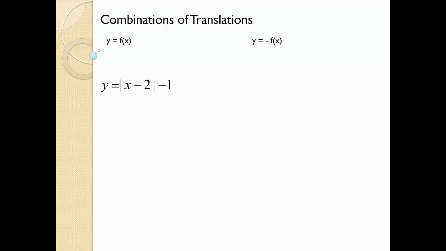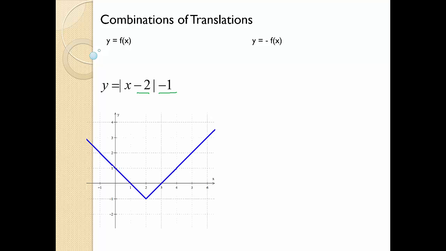We're going to do minus 2 inside, and if you remember, minus inside is horizontal, 2 to the right, and minus 1 outside, that's going to be 1 down. So we're going to take our basic absolute value function here and move it 2 to the right and 1 down. Okay, there's the basic absolute value, the standard one. I can't draw very well with this thing. It would have been a V like that, right? And so we moved it 2 to the right and 1 down.